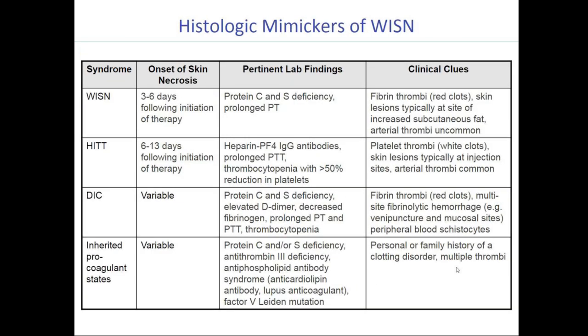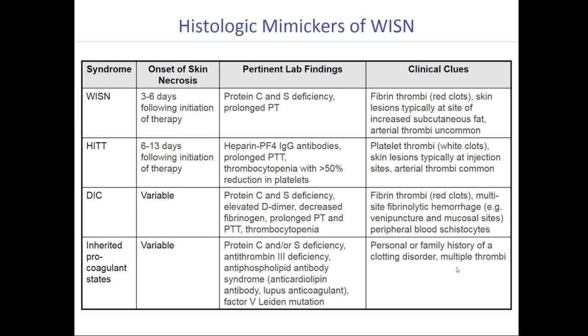Histologic mimics of warfarin skin necrosis include heparin-induced thrombosis, disseminated intravascular coagulation, and an array of inherited procoagulant states. Clinical clues are essential. For example, in DIC, patients have multi-site fibrinolytic hemorrhage, including at venipuncture sites. Peripheral blood schistocytes can be seen. Then there is inherited protein C or S deficiency.